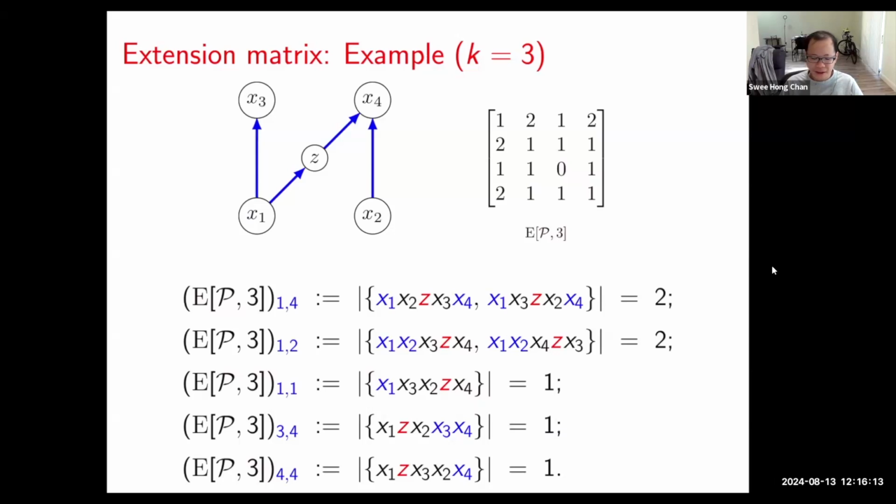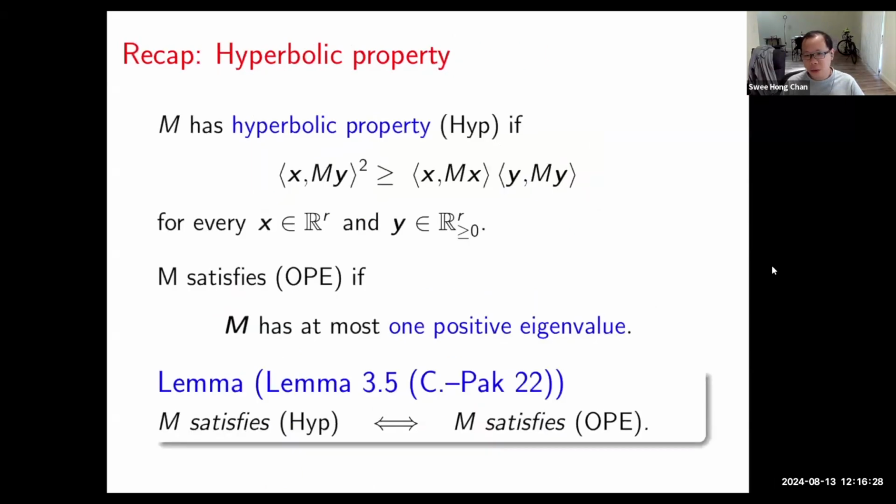Okay. In fact, let me add one more word: there's actually a complexity theory reason why this matrix is this complicated, and that will be proved in day 4. Okay, and as usual, our goal is to try to prove the hyperbolic property, which says that given any vectors x and y, the inner product of x times My squared is greater than x times Mx times y times My. And as discussed in the previous 2 lectures, this is the same as saying that M has at most 1 positive eigenvalue. And this is the property that we want to prove for today.